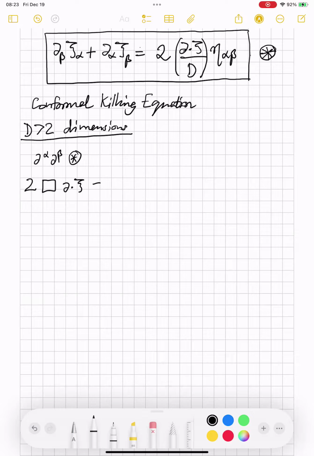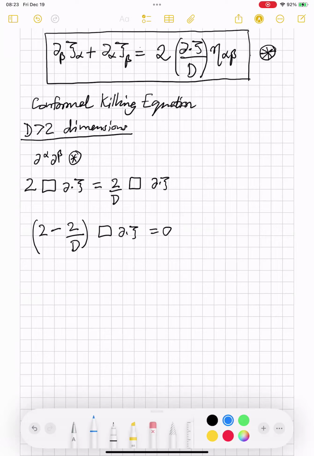And then what is this equal to? Well, we've got 2 over d. That's just a constant. Let me pull that out. Then the d alpha d beta end up getting contracted by the Minkowski metric eta alpha beta. So we get box. And it's box acting on d dot zeta. Okay, taking everything over into one side, we get 2 minus 2 over d multiplied by box acting on d dot zeta, and that's equal to 0.